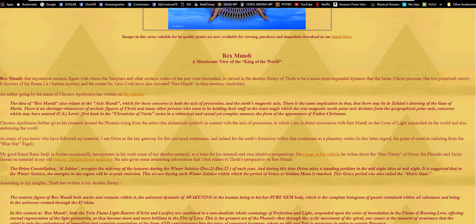There is no shortage whatsoever of archaic figures of Christ and many other personas who seem to be holding their staff at an exact angle, which the true magnetic north polar axis deviates from the geographical polar axis, concerns which may have entered C.S. Lewis's first book in the Chronicles of Narnia series in a whimsical and casual yet complex manner, the form of the appearance of Father Christmas.